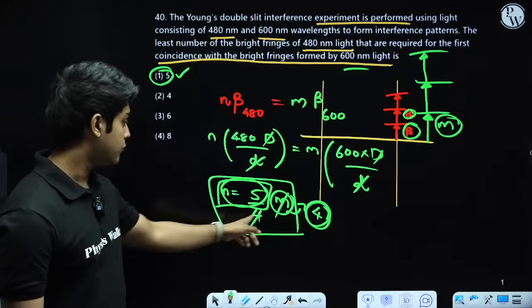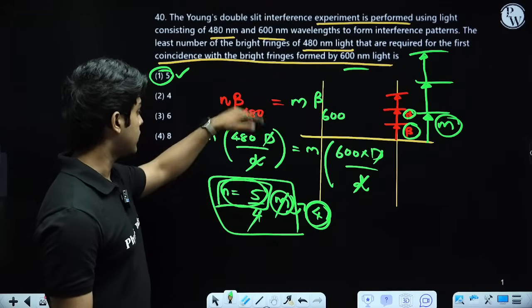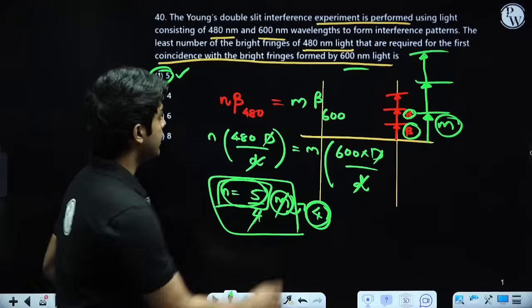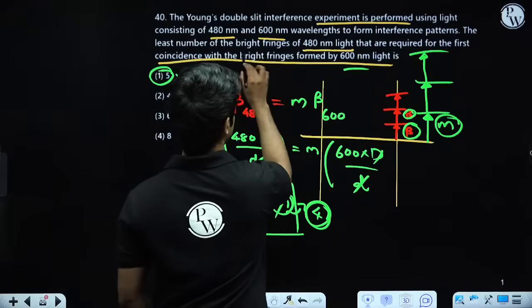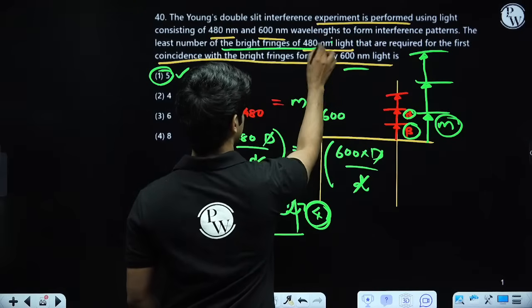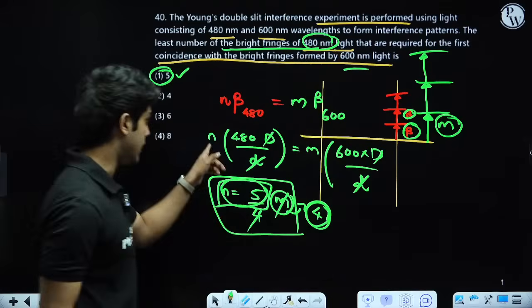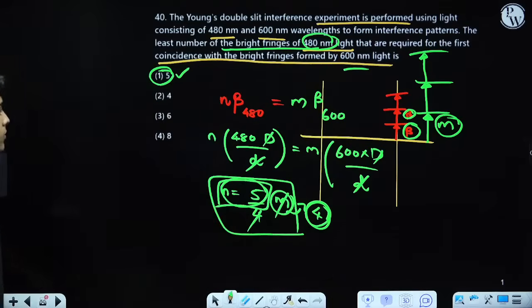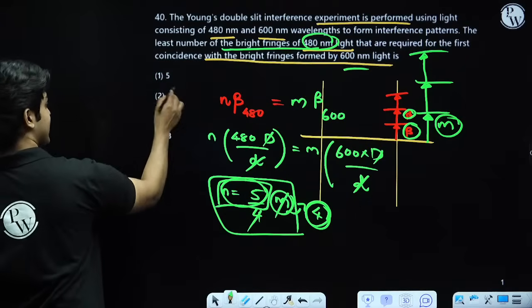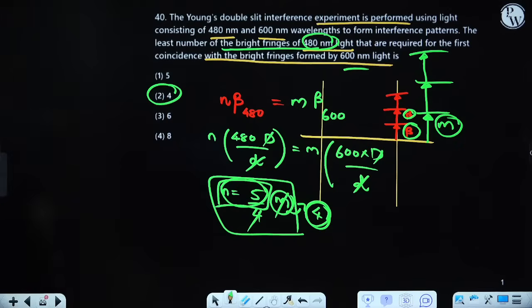So the minimum value of m will be 4, but the minimum value of n is 5. They have asked the minimum value of n, the minimum number of bright fringes of 480 nanometer, and that was n. So n's minimum value is 5. I marked the first option. All right, moving on.